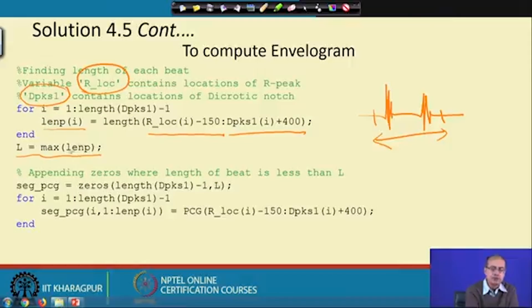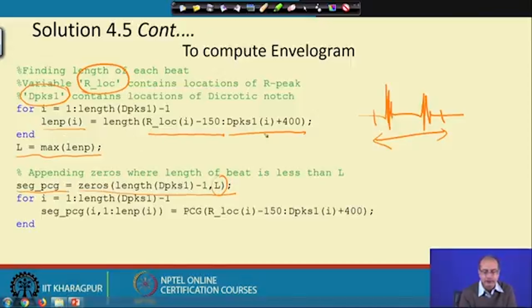It gives us what could be the maximum length. So, first we provide a container, the segmented PCG, and fill it with zeros. We know how many cycles there are, that is one variable, and another is the maximum length. And now, in the first for loop attempt, we have calculated only the length of that range.